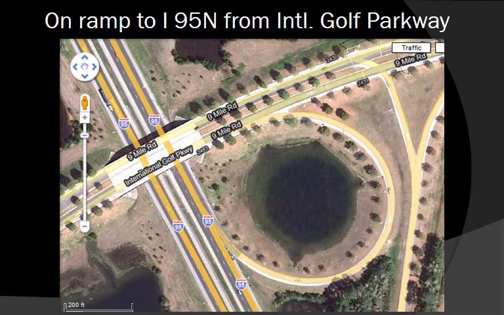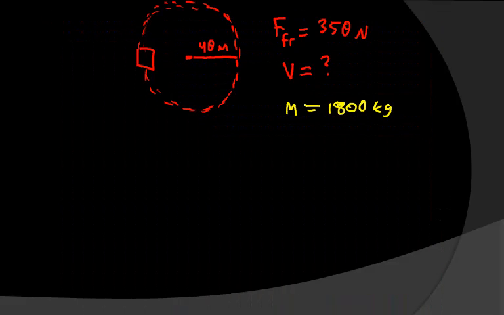All right, now in this one here, we're dealing with a car that's going on an on-ramp here onto 95, and we can look at what's going on. So let's say that the radius here is 40 meters as it goes around. The force of friction is 350 newtons, and the speed is what we want to find out. We know the mass is 1,800 kilograms. So go ahead and calculate the speed at which this car is going around.